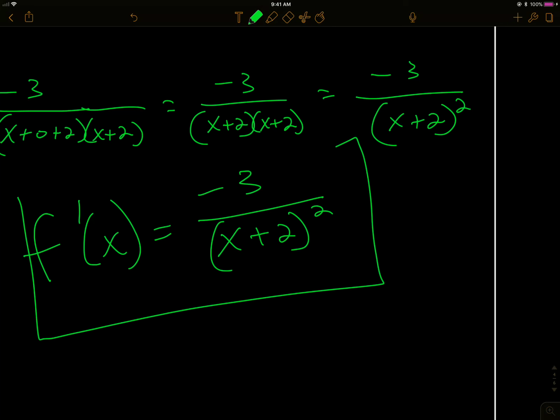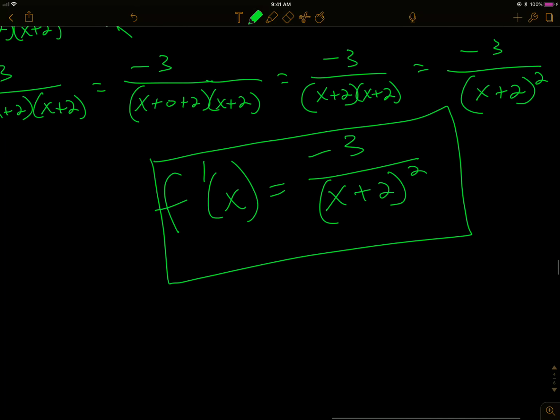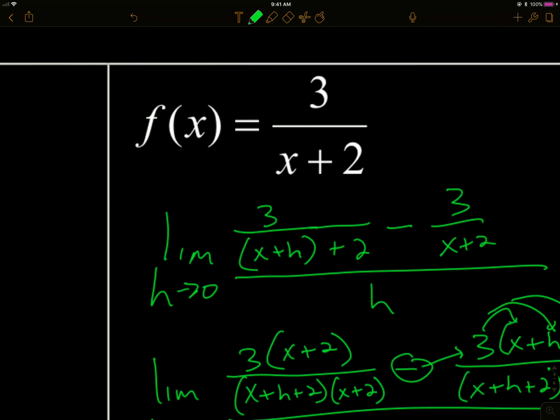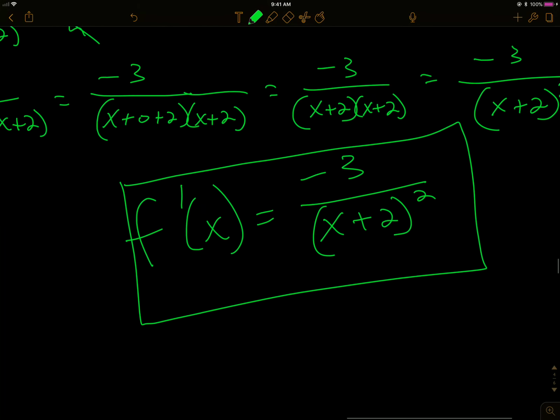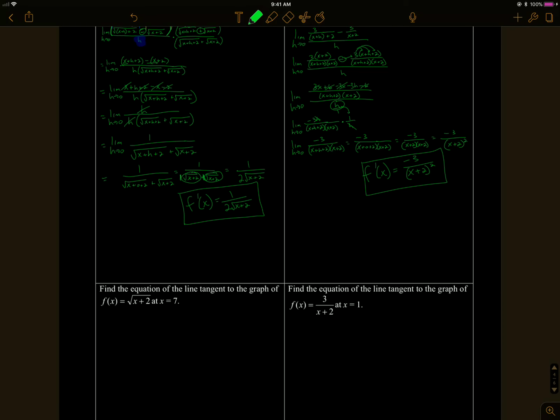So the derivative, which means the slope of the tangent line at any given x value, if I plug in the x value, I get the slope of the tangent line. It's that function right there. So for this function f, its derivative is that. Actually, if you notice, that derivative looks sort of similar to the function itself.